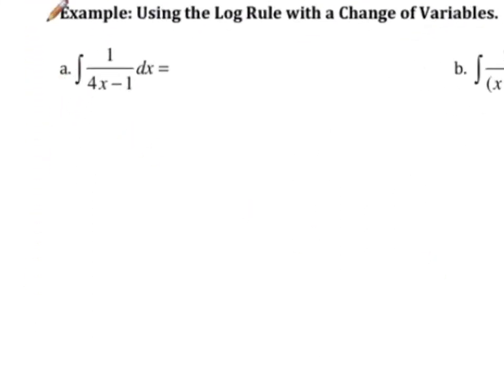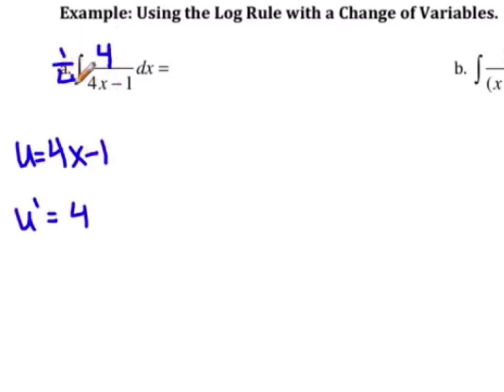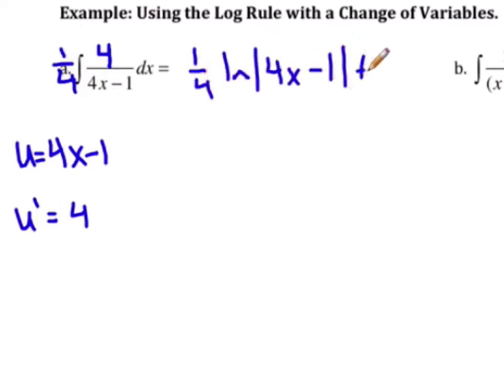All right, next we want to look at an example of using the log rule with a change of variables. And if you'll notice in letter A, this is very much the same as what we just did in the previous example. So if u had been 4x minus 1, u prime would have been 4, and notice we're missing the 4, so we'll add it on the inside and put a 1/4 on the outside. And so we simply go straight to 1/4 natural log, the absolute value of 4x minus 1 plus c.